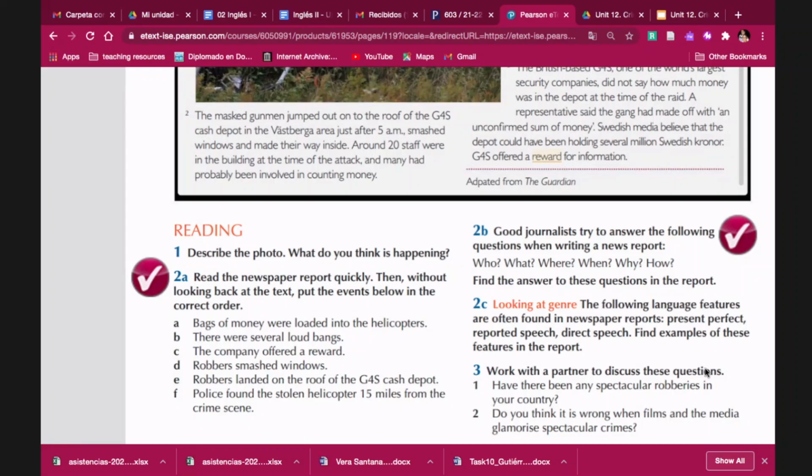Cheryl, what happened next? What was number three? There were several loud bangs. Exactly. Entonces, robbers smashed the windows and there were several loud bangs. Okay, good. Ricardo, what happened next? Please. Bags of money were loaded into the helicopters. Yes, good. Thank you. Alberto, what happened next? Which was the fifth event?